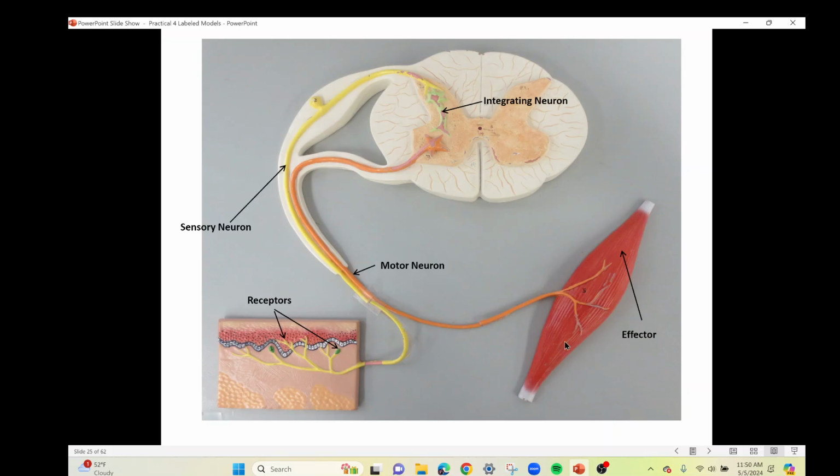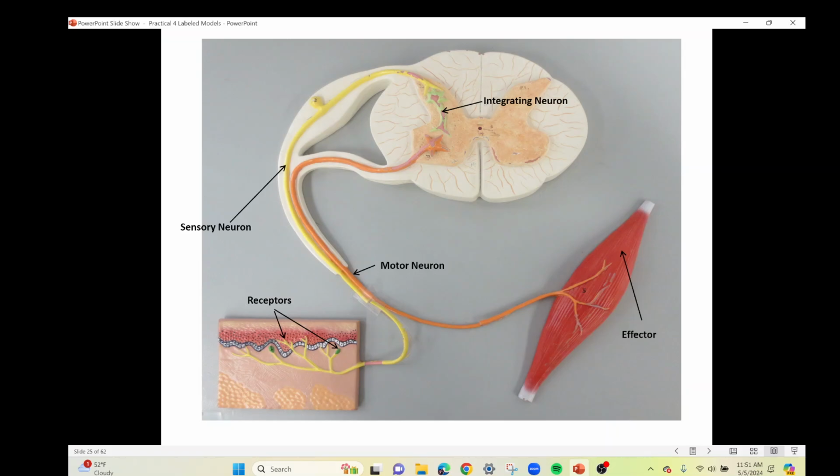So let's just say you touch something hot. The free nerve endings here, the receptors, would sense you're touching something hot. That's part one. The information goes in the sensory neuron, part two, and it's going to communicate with the integrating neuron, part three, right? That interprets the information coming in. It's going to send a signal out, that's part four, and it's going to go to a muscle that's going to contract and pull your hand away from, let's say, the hot stove or something sharp, whatever the case may be.